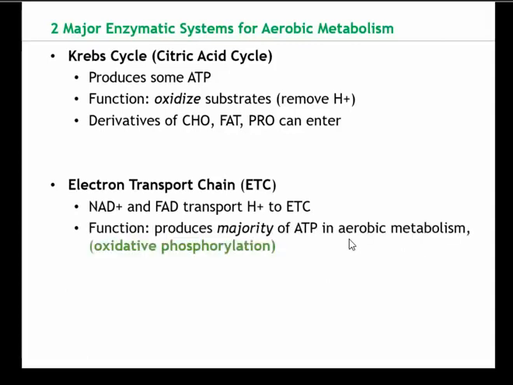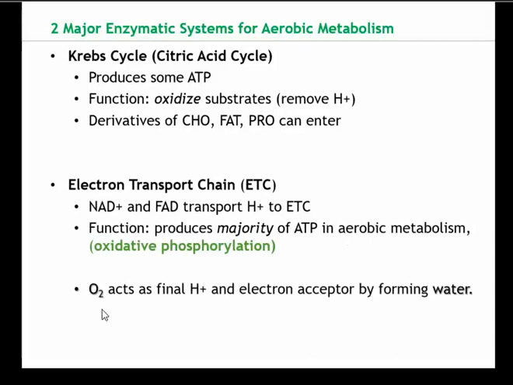Next, its function is to produce the majority of ATP via oxidative phosphorylation. This is the final stage in cellular respiration, where cells use enzymes to oxidize nutrients, releasing energy to form ATP. The electrons in this system are passed from one molecule to another, and energy is released as they are transferred to make more ATP. So we're basically harvesting electrons from carbon compounds like carbohydrates, and that allows us to make more ATP.